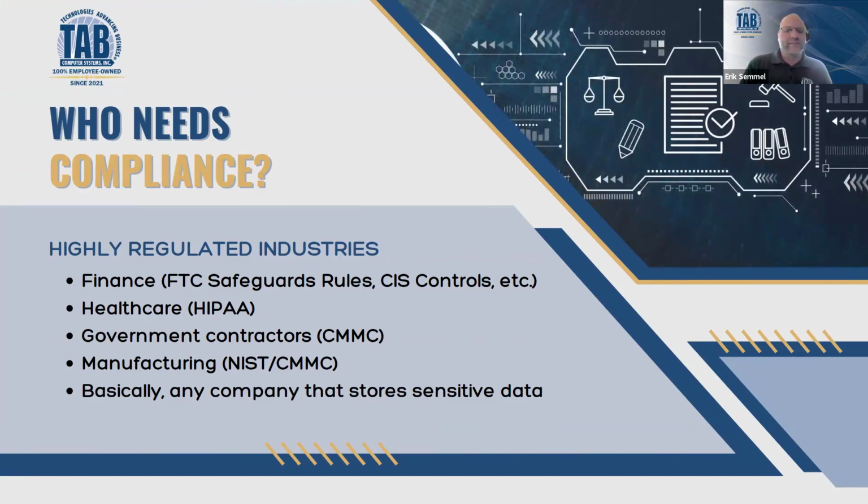FTC safeguard rules, CIS controls, which I brought up as one of the things that TAB is focusing on for ourselves. HIPAA with healthcare, obviously we've known about that for a very long time. Any kind of work with government contractors, CMMC, DFARS, all those things. Manufacturing is also NIST and CMMC. Any company that stores any kind of sensitive data, that you wouldn't want to escape your company's control.